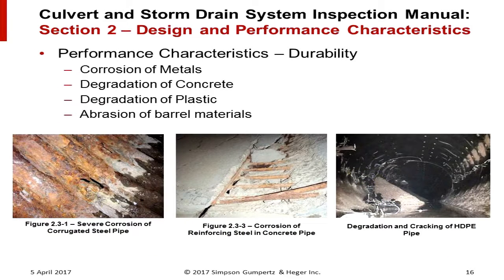So the performance characteristics that I mentioned before, we've included some discussion on durability. So for metals, we're talking about corrosion, the different mechanisms of degradation of concrete, and how the environment that the culvert is in plays into that degradation. Degradation of plastics. As I mentioned, we've introduced plastics to this manual now. So we have a discussion on the different degradation mechanisms of plastics, and that includes both HDPE and FRP. Abrasion. So for some of these structures, they are susceptible to abrasion, so there's some discussion on that.